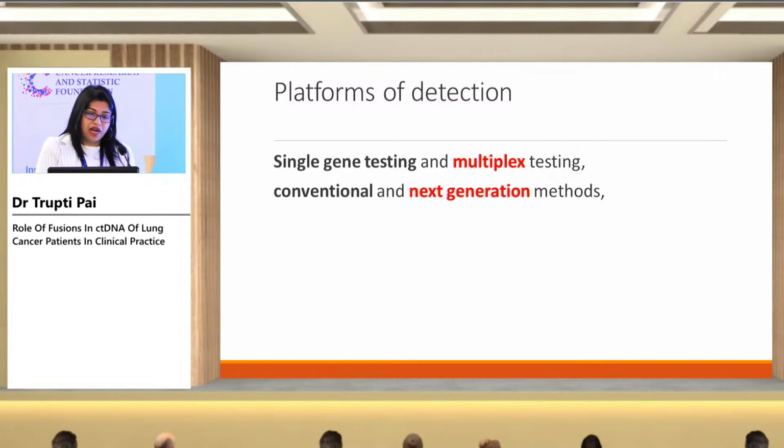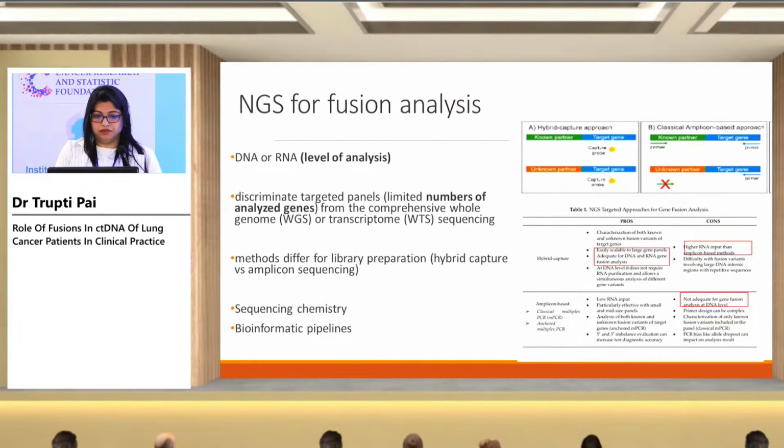So when it comes to platforms for this detection, you have single gene based testing and multiplex testing. With fusions for ALK and ROS, single gene based testing is fine. You have very well established IHC markers and FISH. But for RET and NTRK, the only answer is multiplex gene testing and next generation sequencing. So I will spend some time on this slide, NGS for fusion analysis.